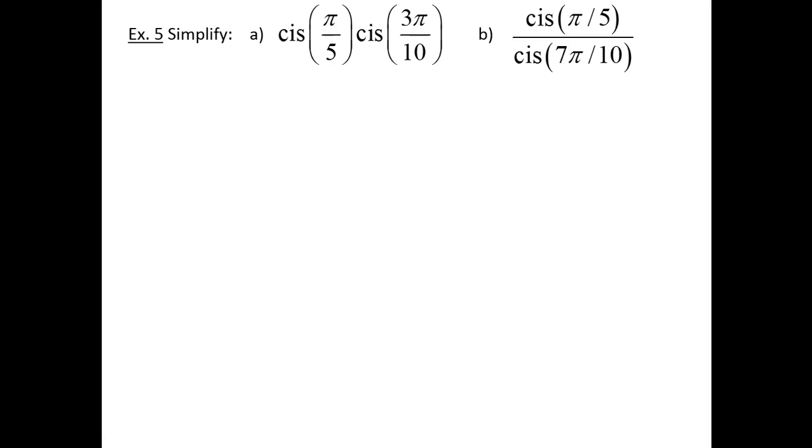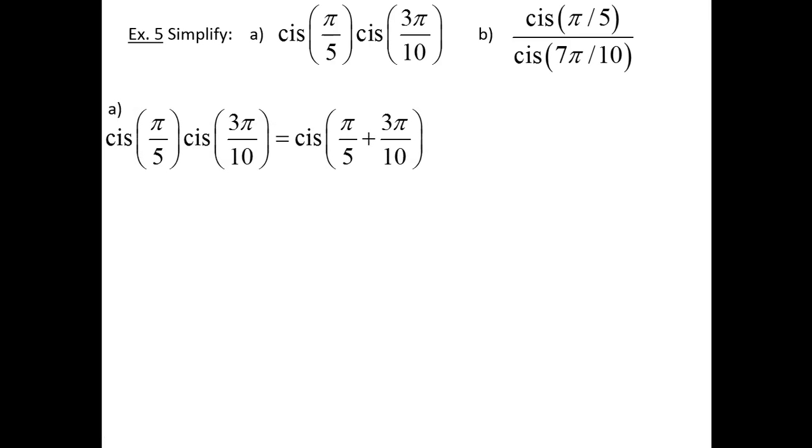So a couple quick examples here. Cis of pi over 5 times cis of 3 pi over 10. What that property says is we can put those together and make it cis of pi over 5 plus 3 pi over 10. Really pi over 2, cis of pi over 2. And if we put the answer back in Cartesian form, by expanding it, we just get i.